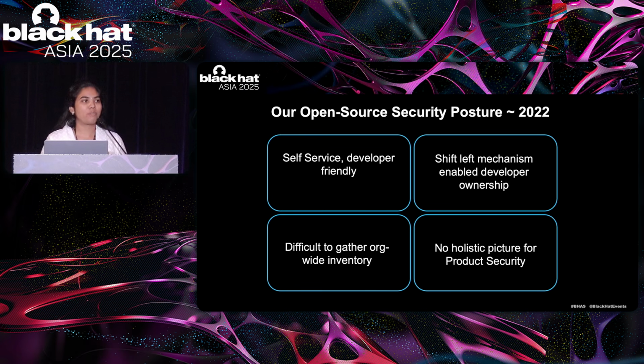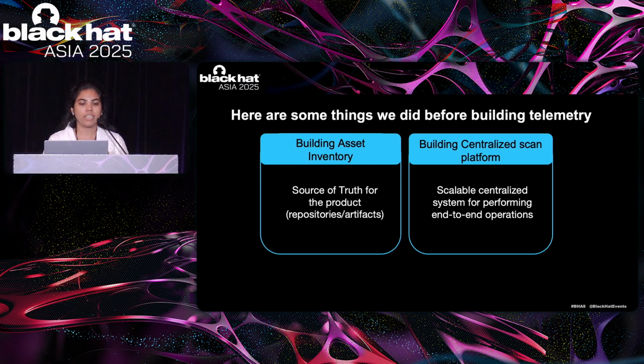It was a happy-go path until we wanted the product-wide vulnerability information, and it was quite a task for the product security team to collect this information. So we wanted to address this gap of not having collective data in one place, and we wanted to switch towards a centralized model. Then we started building an asset inventory and a centralized scan platform.